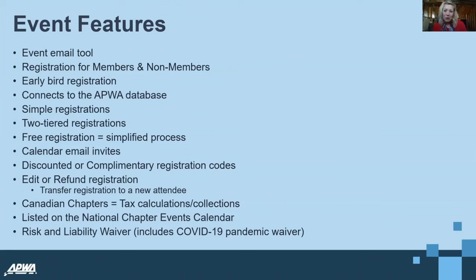All of the events that go on your chapter websites do get listed on the National Chapter Events calendar page. And what's new out there, well, not brand new, there used to be a risk and liability waiver for the last few years, but we've added recently a COVID-19 pandemic waiver. So folks have to sign that prior to moving on in the registration process, which helps cover your insurance in case something were to happen. They will have at least agreed to it through that platform and have read it at some point.